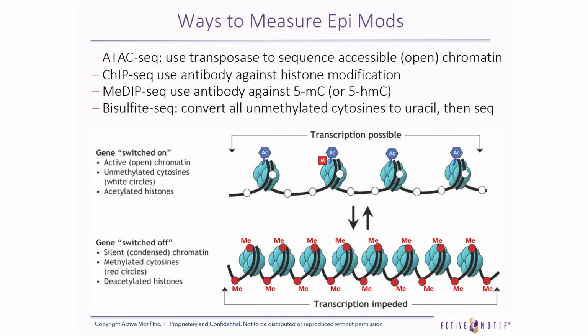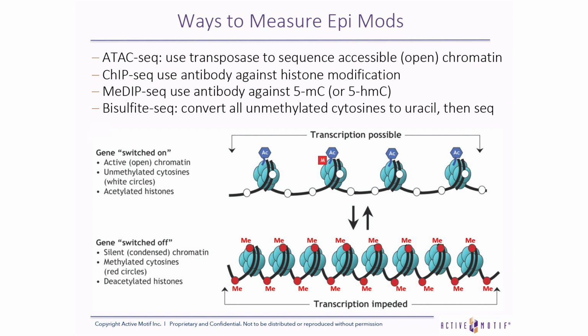MeDIP-seq is a method in which we use an antibody specifically against a methylation of DNA, either 5-methylcytosine or 5-hydroxymethylcytosine. And bisulfite sequencing does not use an antibody. Instead, we use a chemical treatment to convert all unmethylated cytosines to uracil, and then we perform next-gen sequencing on the DNA of interest. And when cytosine is converted to uracil, that means that cytosine base was not methylated. When it is protected and not converted to uracil, that signifies that base was methylated.